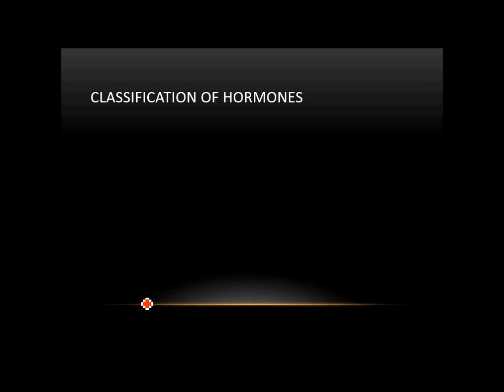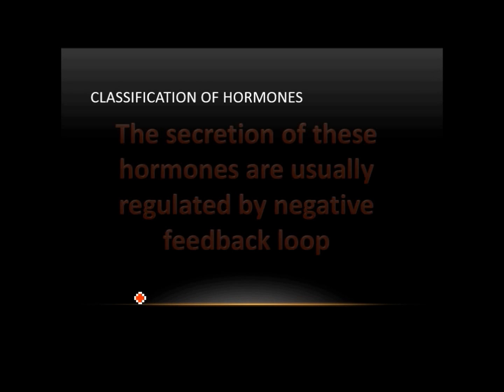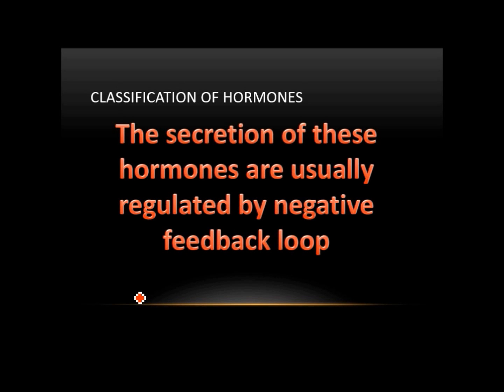This is a wrap-up again. Functions of the hormones: to regulate metabolism and nutrient supply, reproduce and sexually differentiate, development and growth, and maintain our internal environment. However, the secretion of these hormones is usually regulated by a negative feedback loop.